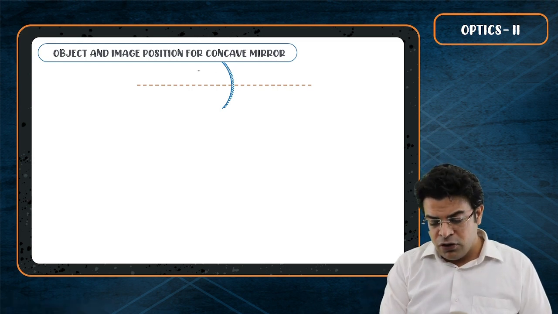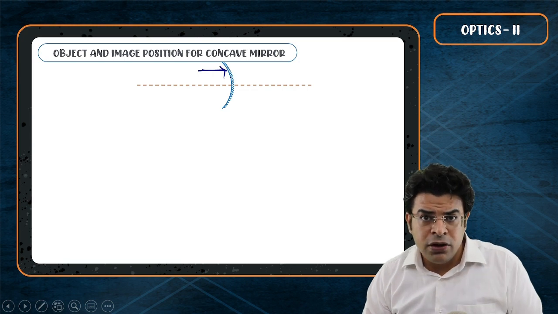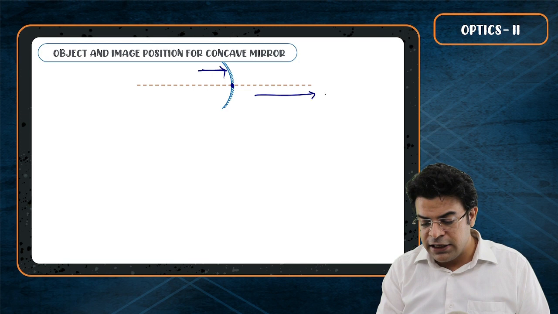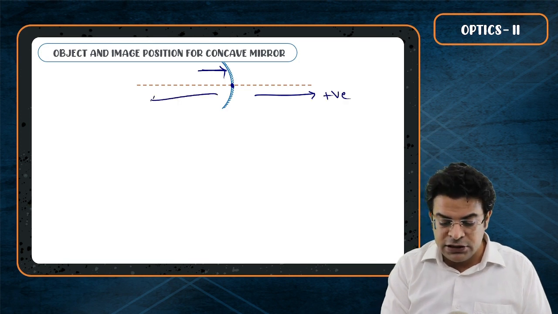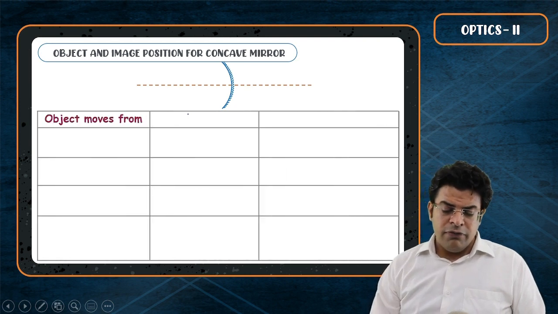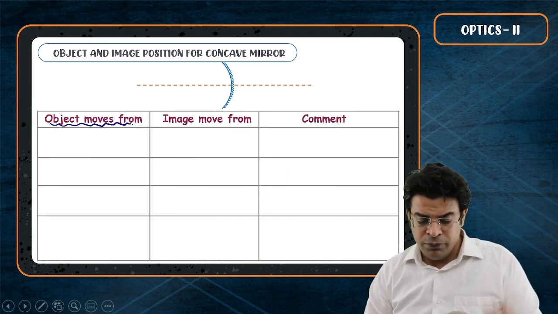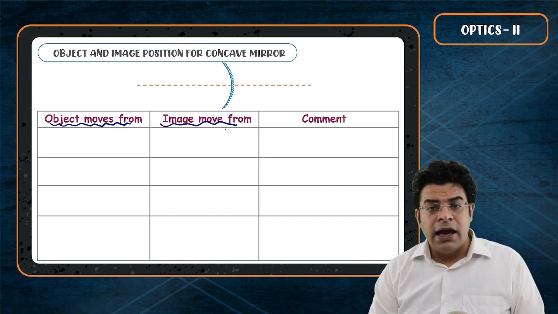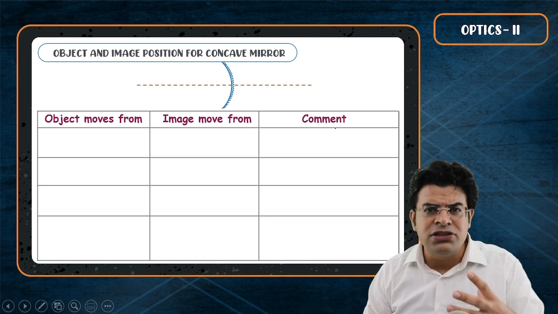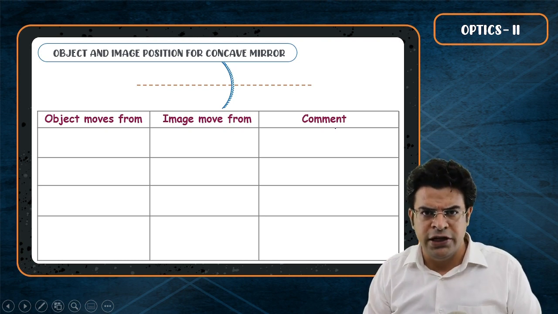Now if you have got concave mirror, definitely the incident ray must be on this face. So if the incident ray is here and we measure everything from pole, this direction will be taken as positive and this direction will be taken as negative. Now what we are going to do is that we are going to learn when the object moves from one position to another, how does the image move, and we will comment what is the nature of the image. The image is enlarged, diminished, real or virtual. Just listen to it, you will get what I'm trying to say here.